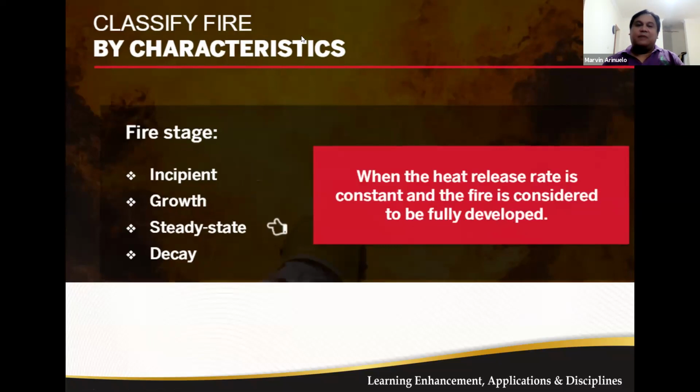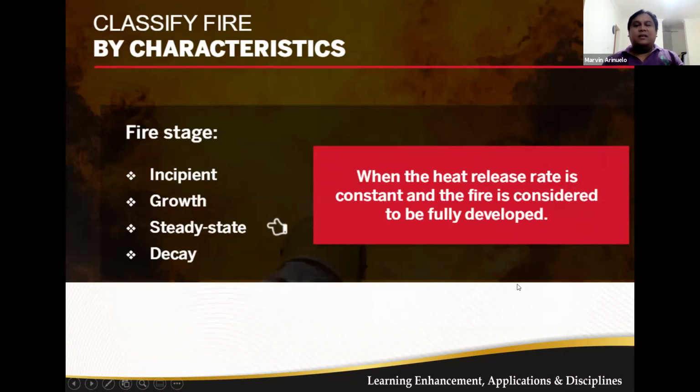Next, after the growth phase, the steady stage, when the heat release rate or HRR is basically constant and the fire is considered to be fully developed. This is the hottest stage of the fire. So in this stage, the heat release rate is basically constant, yet it is the hottest stage of the four fire stages.